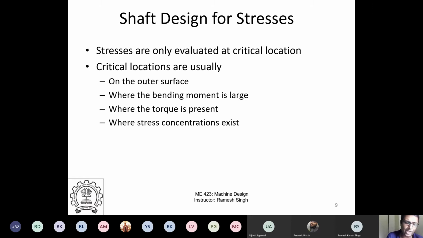And critical locations, as you all know, given sigma is equal to My over I, the maximum will be at d over 2, right? Where the bending moment is large, or M is the maximum, where torque is present, or where stress concentrations exist. Because stress concentrations magnify the stresses, they amplify the stresses. So if they amplify the stresses, those will be critical places. If there is a notch, if there is a sudden change in the dimensions, that's where the critical locations would be. Okay.